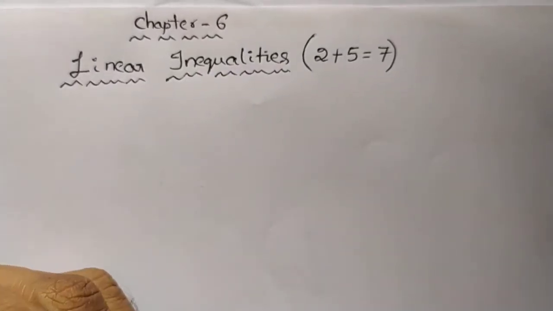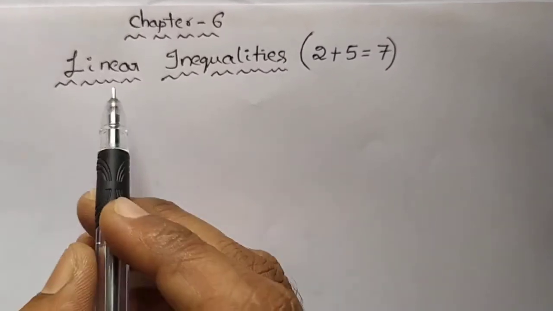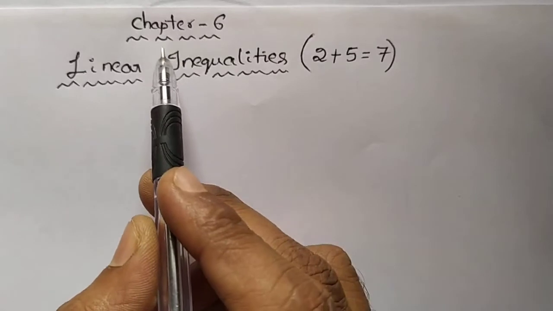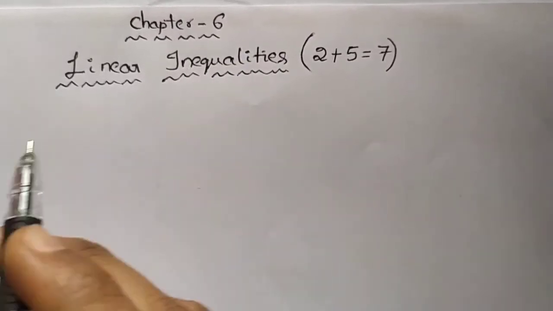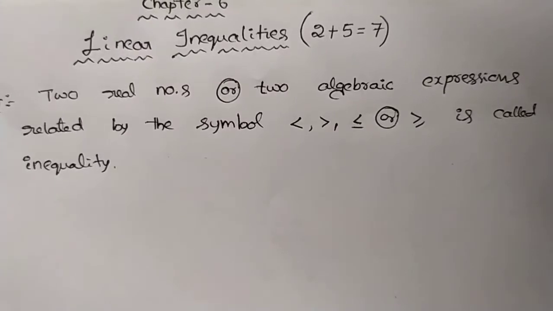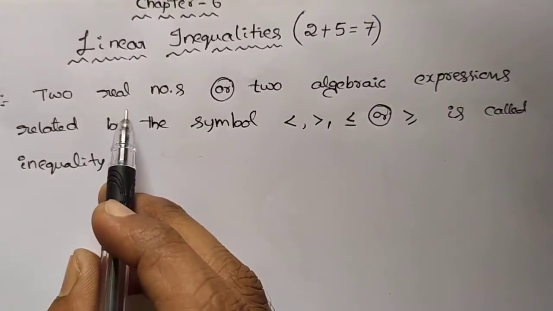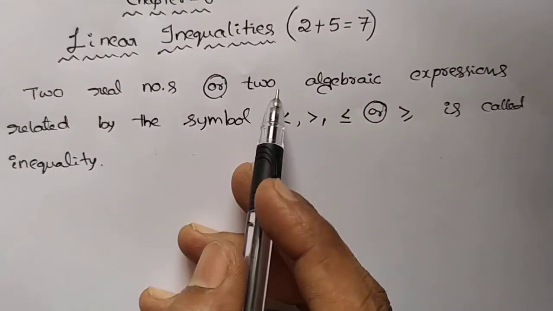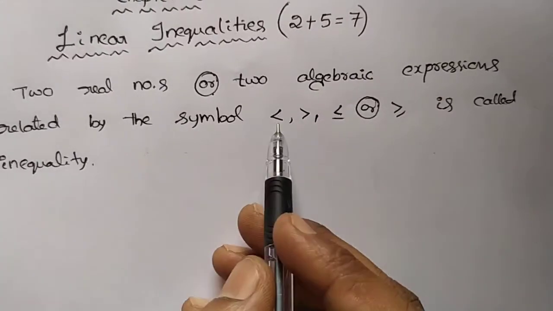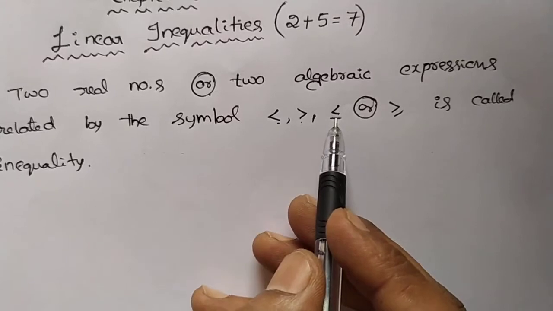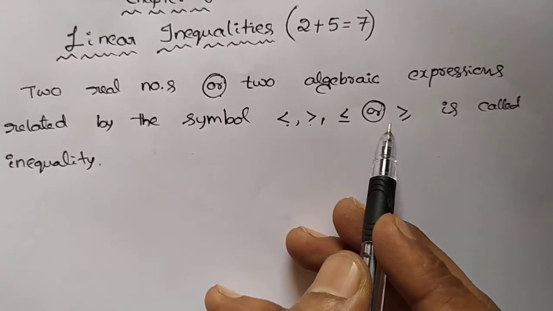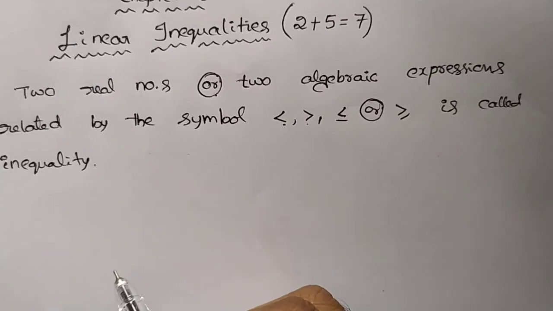Now, what is meant by inequality? Here we are discussing linear inequalities. First of all, what is meant by inequality? Linear inequalities is nothing but two real numbers or two algebraic expressions related by the symbols less than, greater than, less than or equal, or greater than or equal are called inequalities.